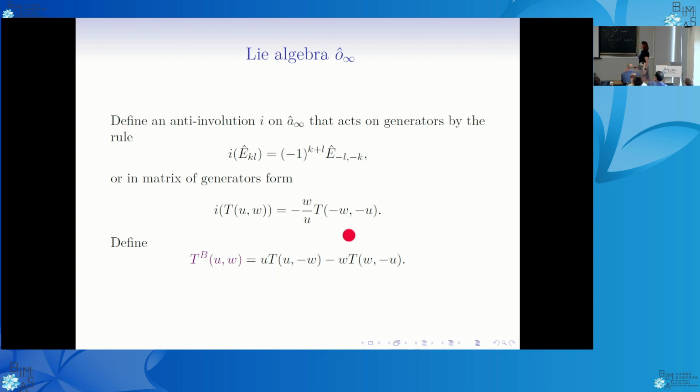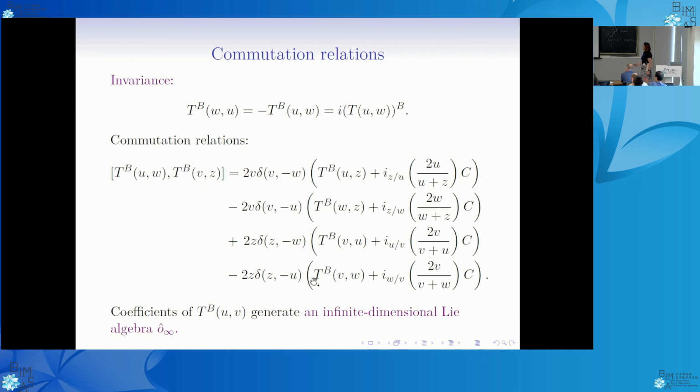Now let us create something which will be invariant with respect to this anti-involution. Let's take one copy of the generating formal distribution for A infinity hat, another one, and combine them together in this expression. Of course, this expression will be invariant with respect to this anti-involution. So B should be inside, that's a typo. It is also anti-symmetric with respect to change of variables.